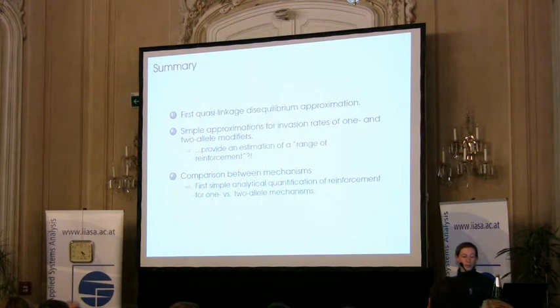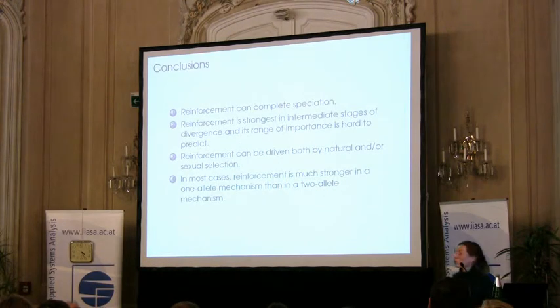And I haven't shown all of this, but our conclusions are that reinforcement can complete speciation, and in particular we find that modifiers of complete speciation always have the highest invasion rates, and we find that reinforcement is strongest in intermediate stages of divergence. The range of importance is hard to predict because it's very much dependent on, for example, the population size and on parameters like the preference function.